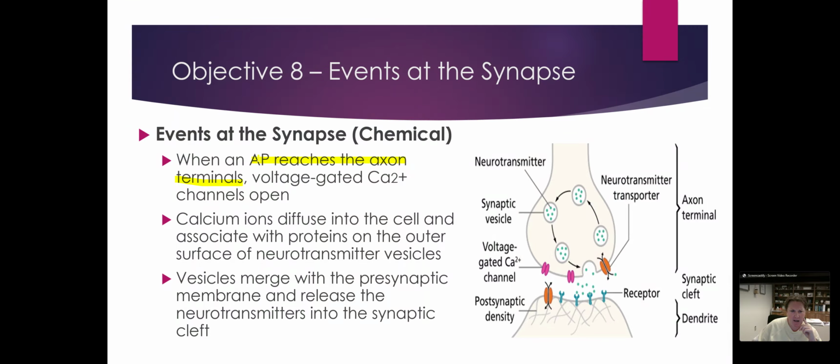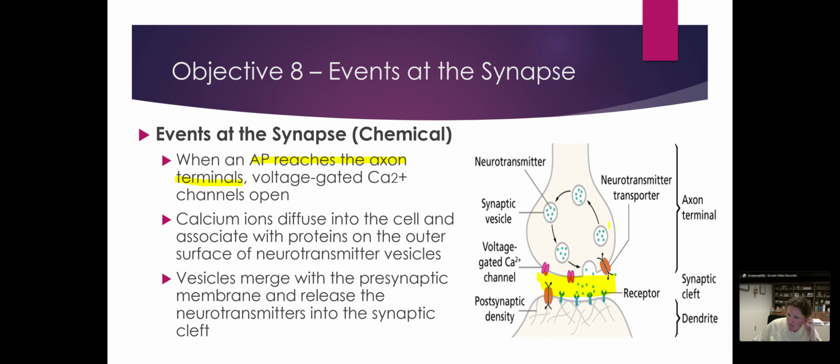So the very first thing that happens is the AP reaches the axon terminal, which means that electrical signal reaches the end of the axon. And this is where we have the synapse. Over here in this picture, this space is called the synapse or the synaptic cleft. What's going to happen is we're going to have a series of events that helps carry that message from neuron number 1, which is called the presynaptic cell, to cell number 2, whether it be a neuron or a muscle. It's called the postsynaptic cell.